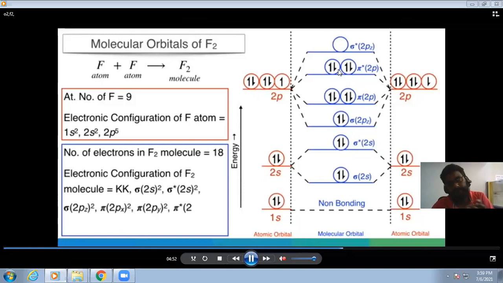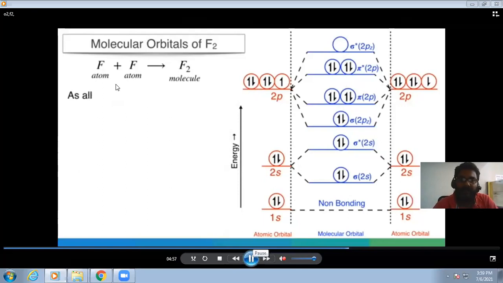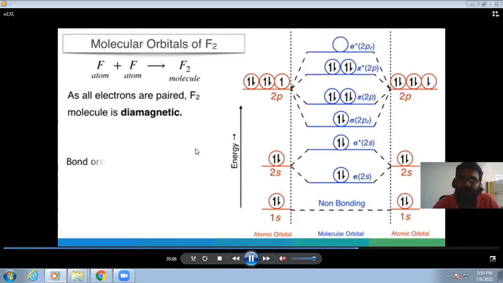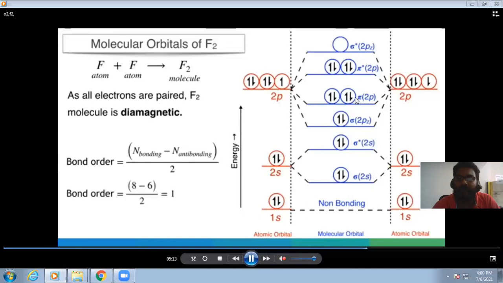They are paired. Paired means what? This is the electronic configuration. Electronically, the electrons are also paired. The F2 molecule is diamagnetic. Bond order count: how many electrons? 2 plus 2 plus 2 plus 2, 8 minus 6 antibonding, that is 1. Bond order is 1. That is the important thing. Number of electrons is calculated by using this. Right.